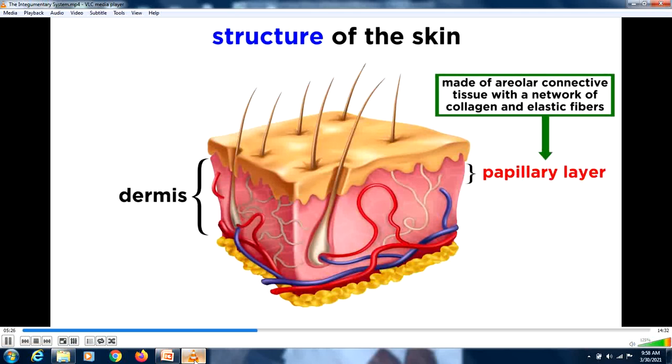This leaves room for defensive cells to patrol the area for bacteria that may have made it through the skin. The word papillary refers to the projections from the surface of this layer, which are called dermal papillae, that stick out into the epidermis above. These contain lots of tactile cells, as described previously.